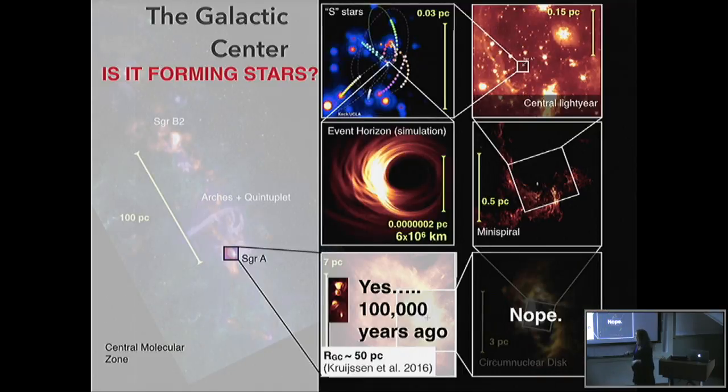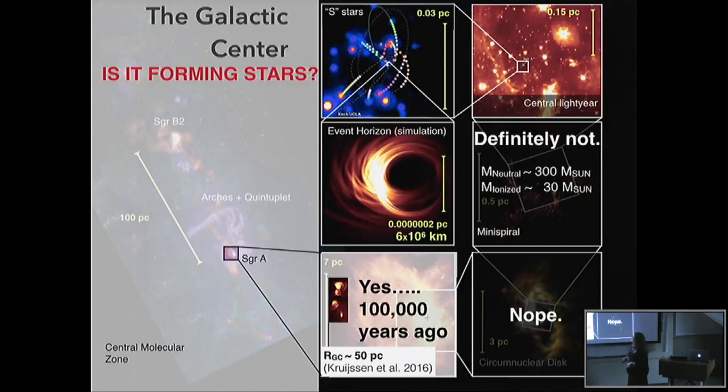You can go a little bit further and ask, is the circumnuclear disk forming stars? I will just say no, right? There's some controversy here, but at this point, our best evidence for how dense the gas is and things that unambiguously trace star formation suggest that there is not active star formation in this structure. And you can keep on zooming in a little bit. Definitely no, right? There's really not enough gas in the mini-spiral, and it's all ionized and neutral, so we don't really think that that's forming stars.